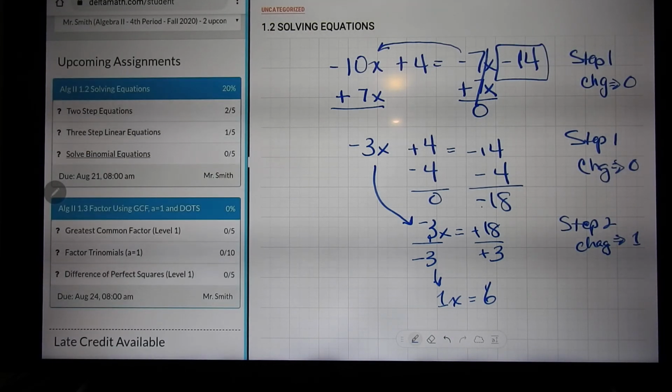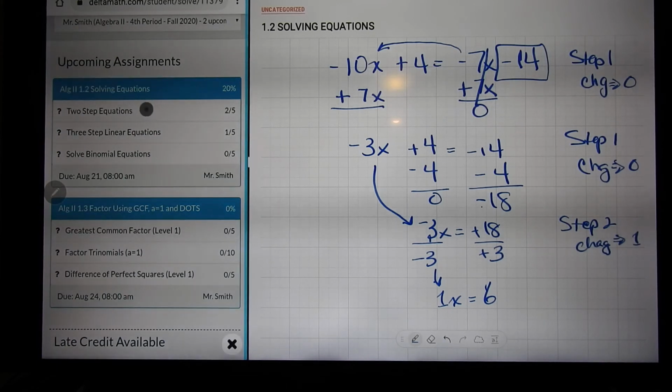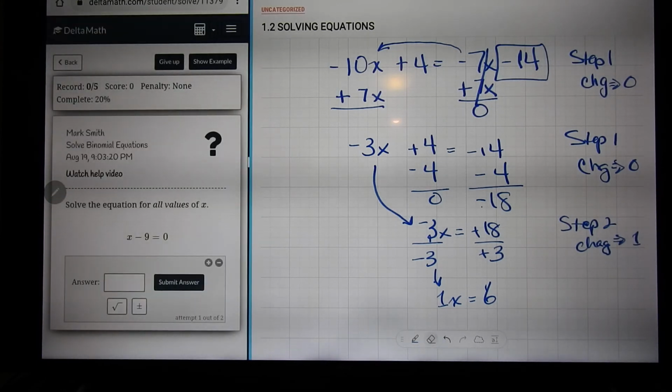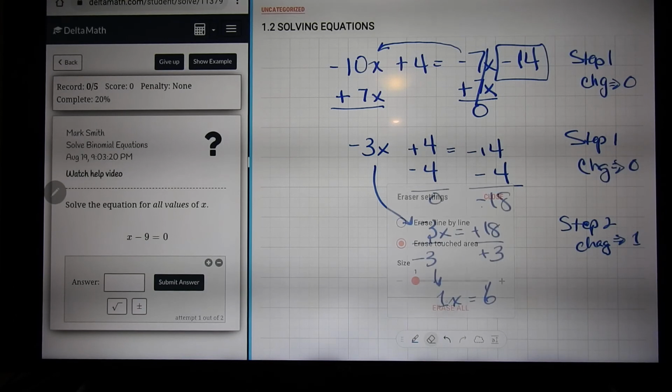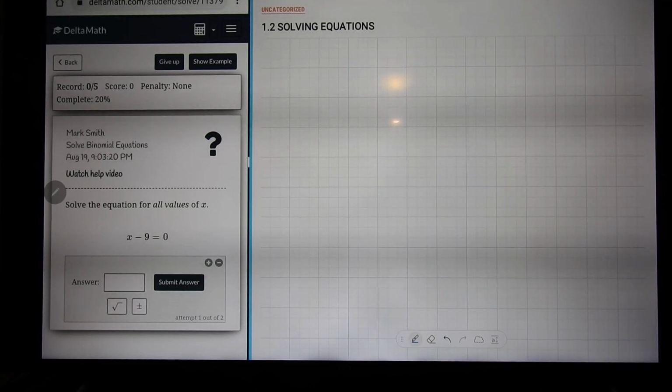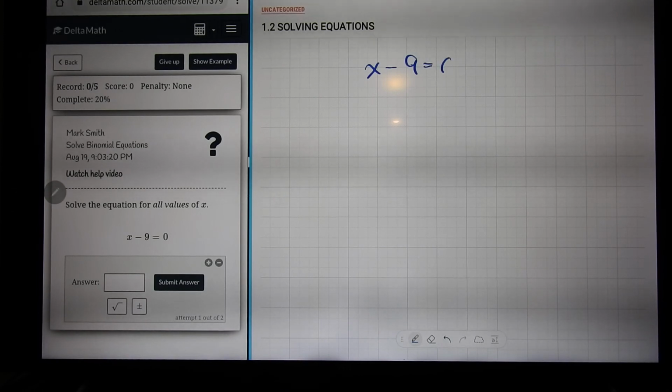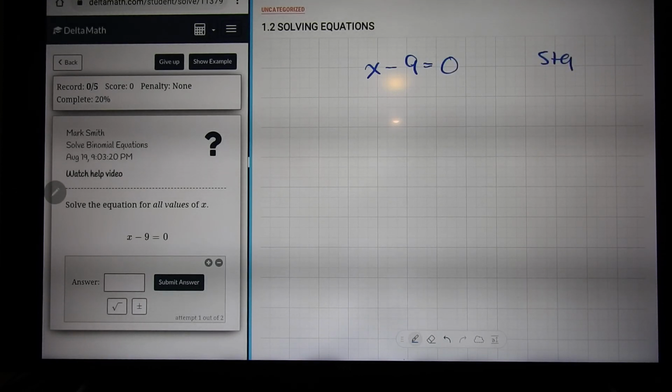All right, solve binomial equations. All right, possibly remember this from quadratics. So this says x minus 9 equals 0. Okay, well, let's try step 1. Step 1 says change to 0.